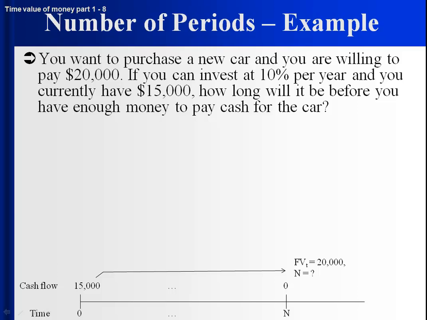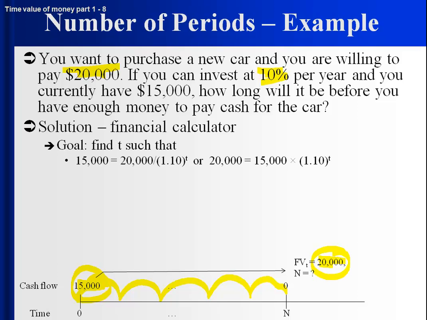So you need $20,000 to buy a car. You can get 10% per year, and right now you've got $15,000. How long will it be before you have enough money to pay cash for the car? So basically, you have $15,000, 10%, 10%, 10%, 10%. How many years of 10% is it going to take you to go from $15,000 to $20,000? So again, this is the problem you're solving for. You've got 15. You have an annual return of 10%. What's the T that'll get you to 20,000?